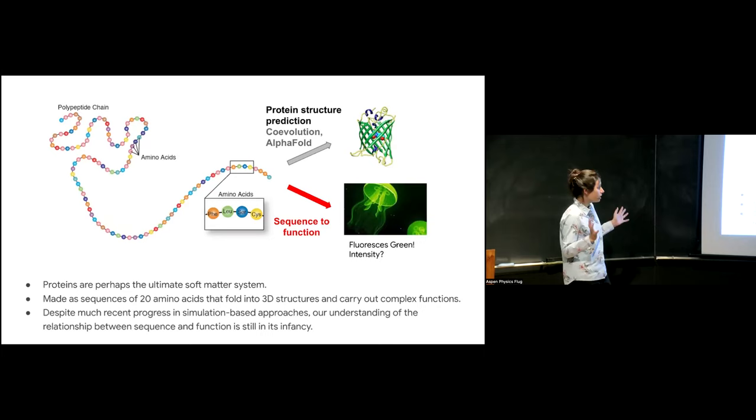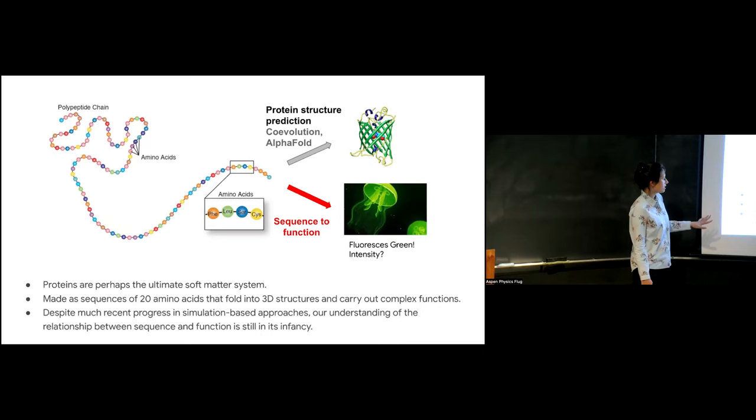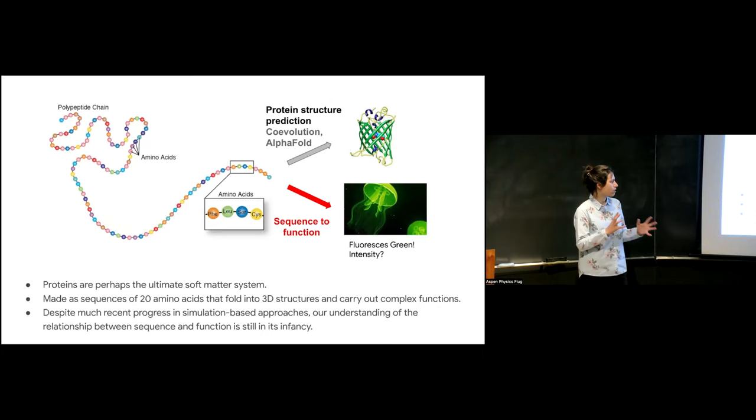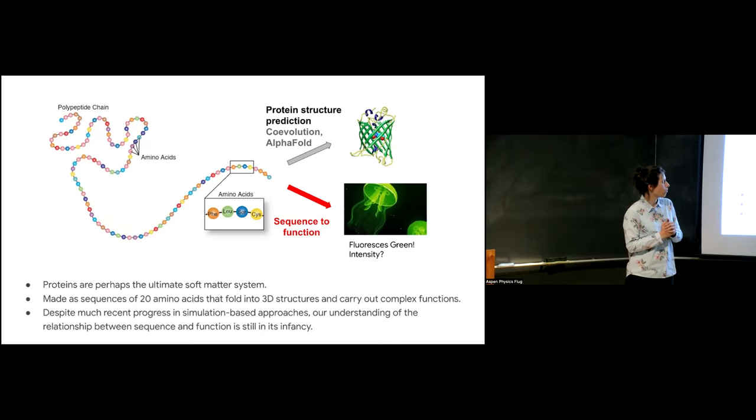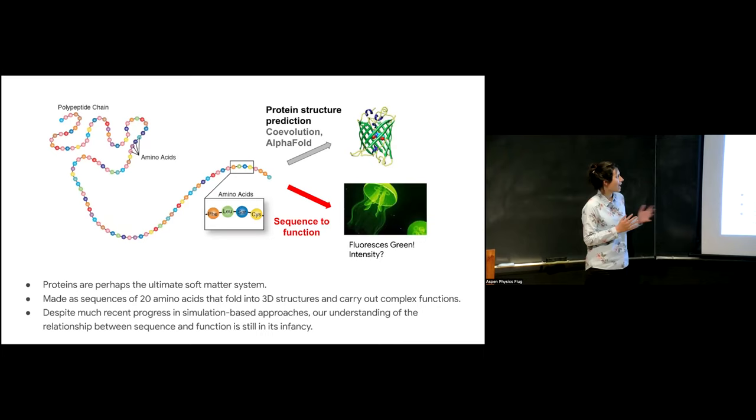These proteins are made of sequences drawn from an alphabet of 20 amino acids, and then fold into complicated 3D structures, at least most of the time. Just for fun, some proteins are structurally disordered, so that they don't fold into a single 3D structure. We've heard a lot about the protein structure prediction problem over the last couple of years. In particular, an approach called AlphaFold from DeepMind has made huge progress on this problem, which I think is really exciting. However, once we know the structure, that doesn't actually tell us the function.